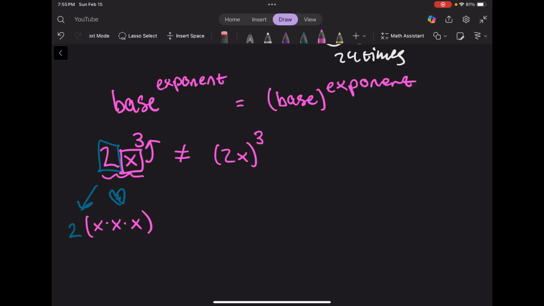So that's what happens. Now, when it's encased in these parentheses, it's telling you, I want this group to stay together the whole time while we're multiplying. So then what happens is we have 2x times 2x times 2x.